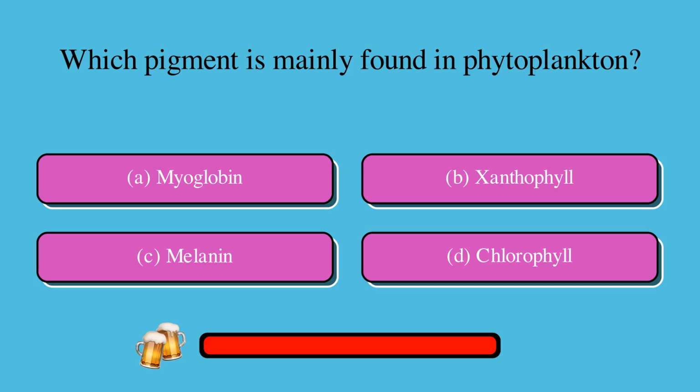Which pigment is mainly found in phytoplankton? Is it A, myoglobin, B, xanthophyll, C, melanin, or D, chlorophyll? The correct answer is D, chlorophyll.